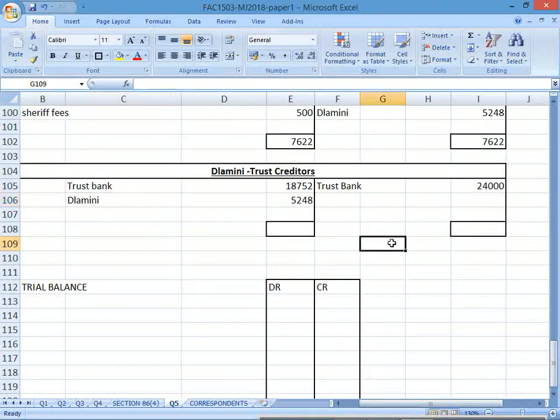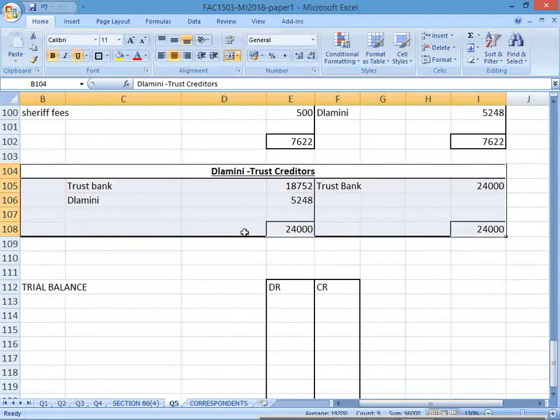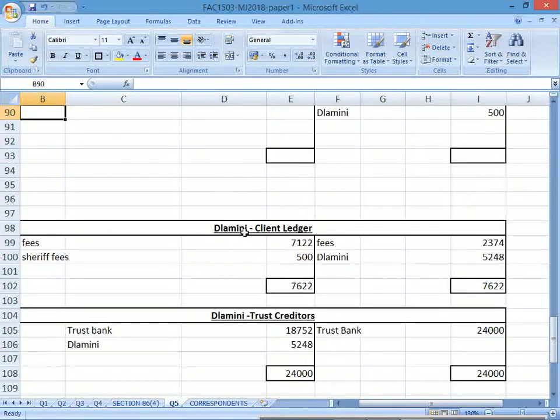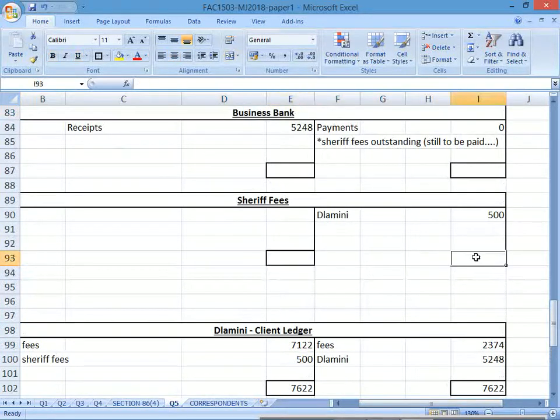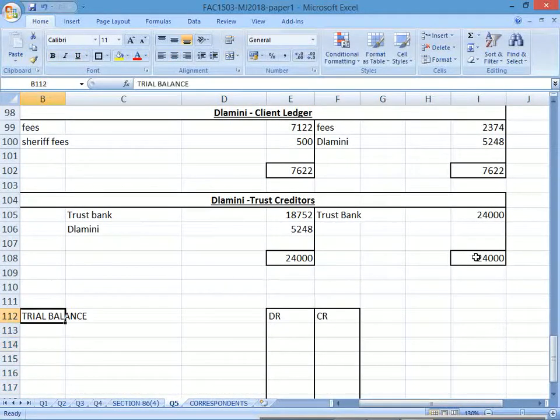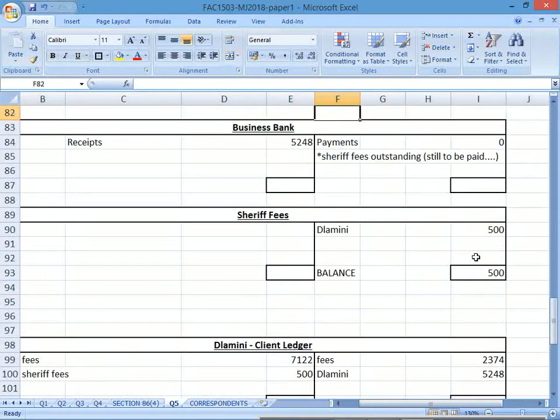Okay. Alright, so that would have been the total. Okay, so this doesn't have a balance. Do you agree? Glamini Client Ledger doesn't have a balance. Does this one have a balance? Yes, it does. 500 here, that will be in the balance. Okay, so the trial balance you would have had sheriff fees, 500 credits. Okay, let's go up and see what else we have.